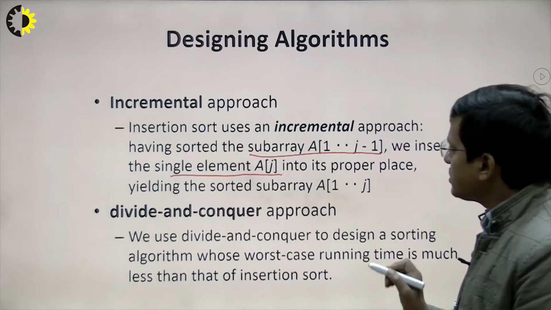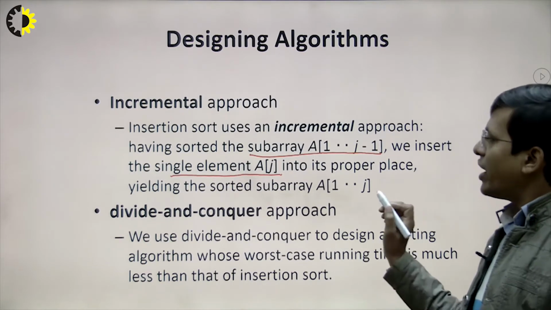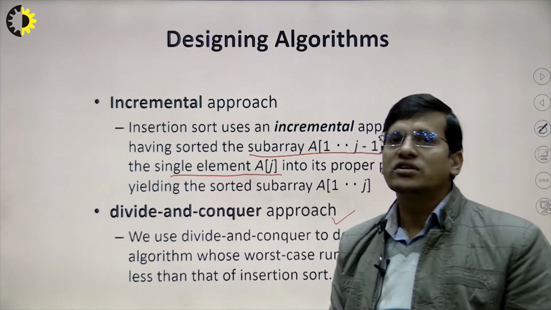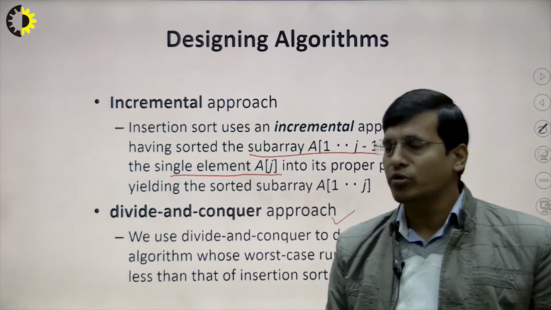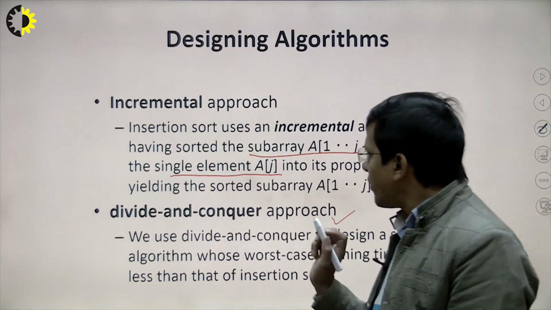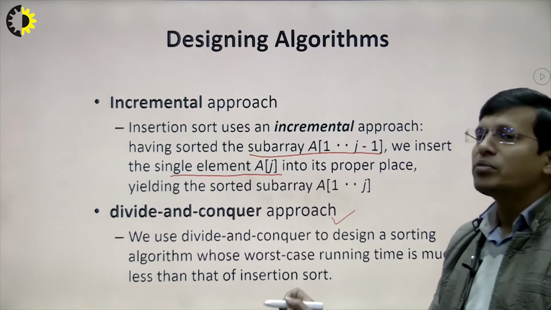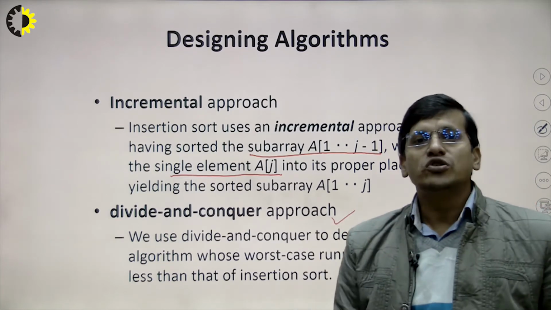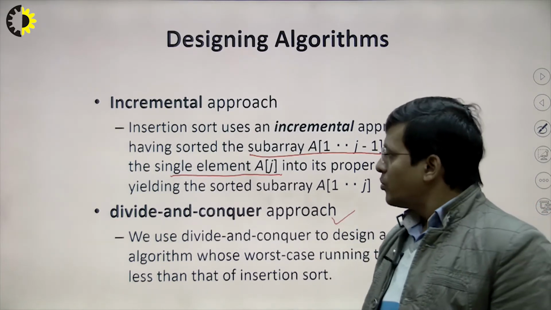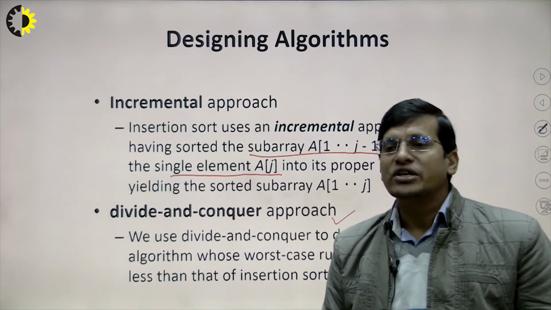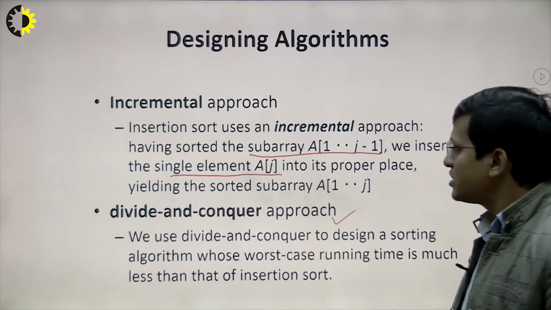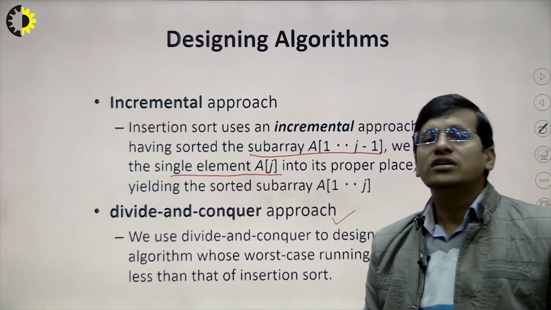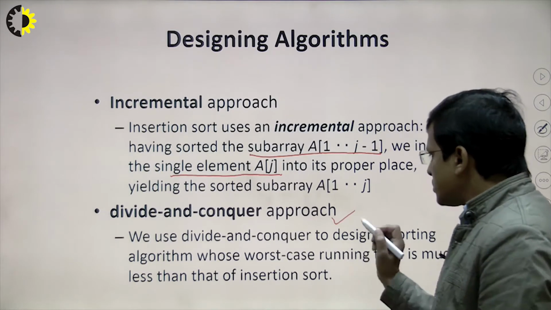Now we are going to discuss the divide and conquer approach, right? The divide and conquer approach basically reduces the time complexity of an algorithm. In this case we use divide and conquer to design a sorting algorithm. It may or may not be a sorting algorithm, because this approach is also used in dynamic programming, but in dynamic programming we use some extra features on top of divide and conquer. Here we are focusing only on the divide and conquer strategy, which reduces the time complexity of an algorithm, right?